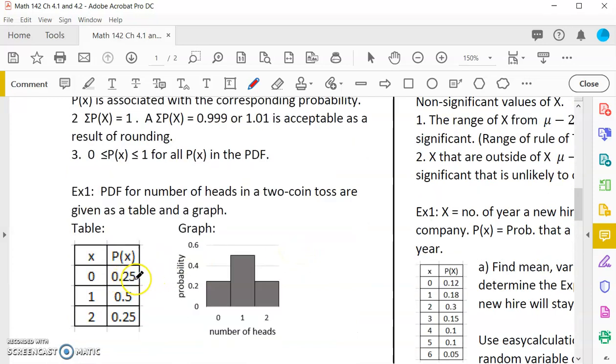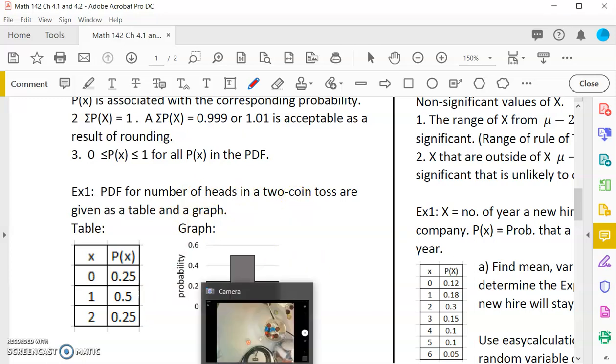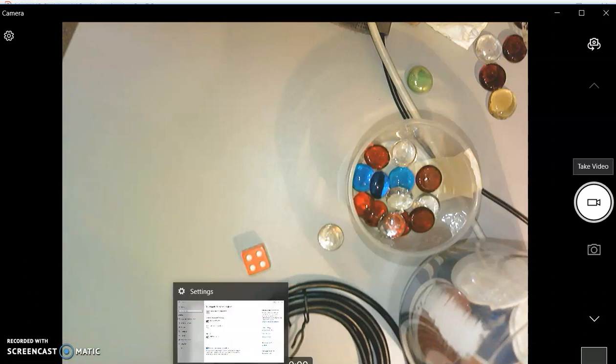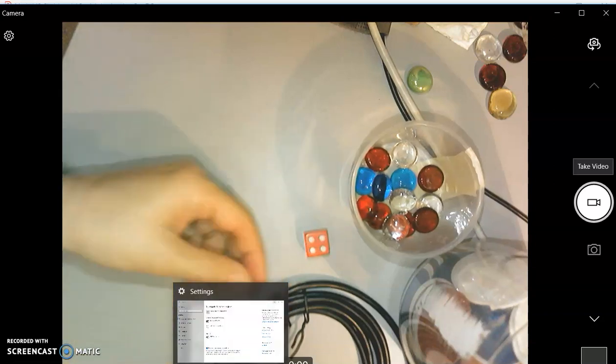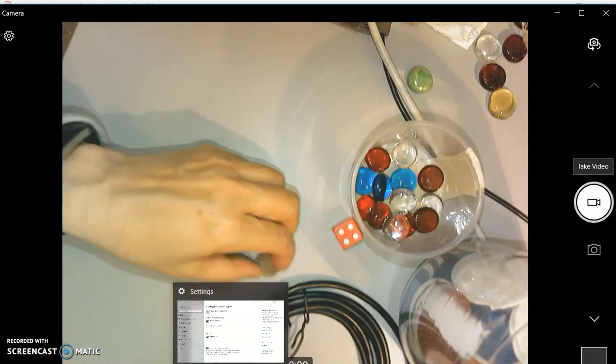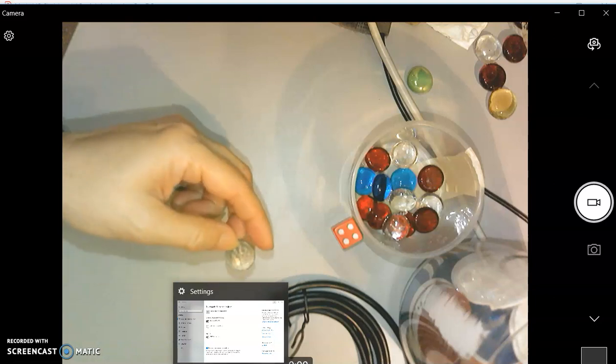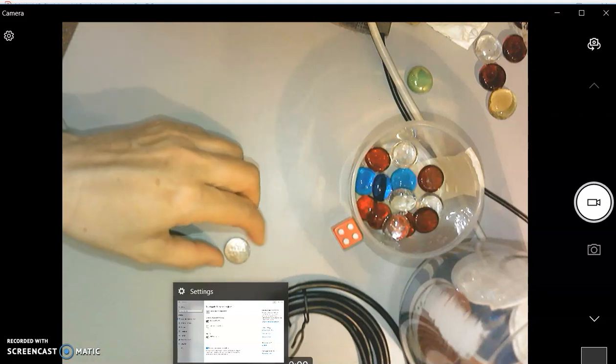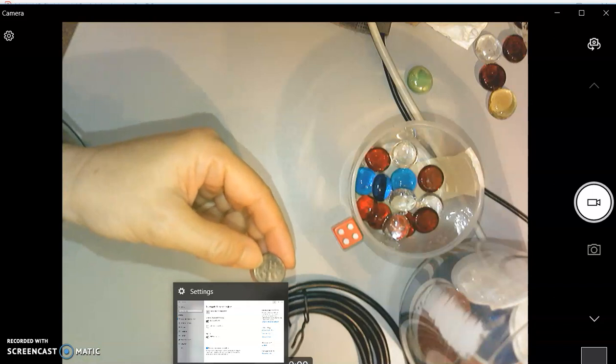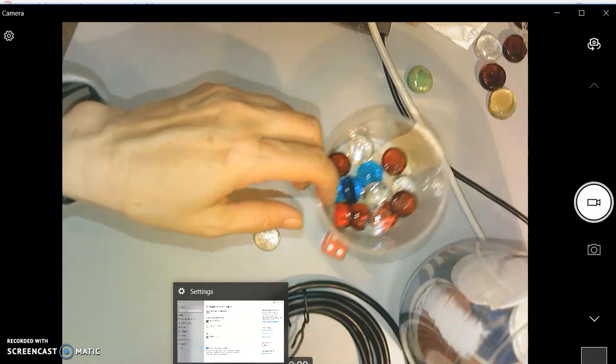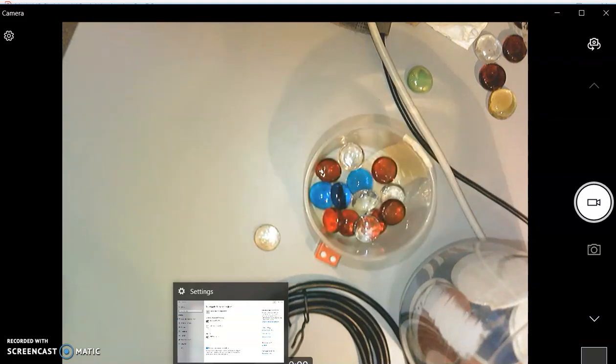So this is the example. I am counting the number of heads after I toss a coin 2 times. So I have a coin here. I toss one time, it is not a head, it's a tail. I toss 2 times, another tail. I have 2 tails, but no head.